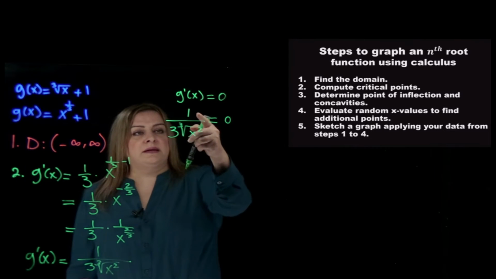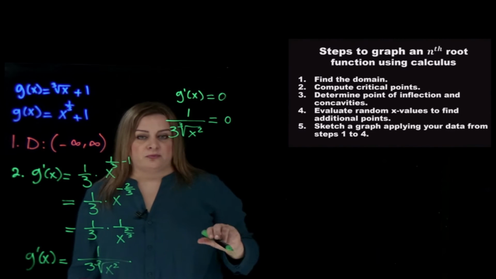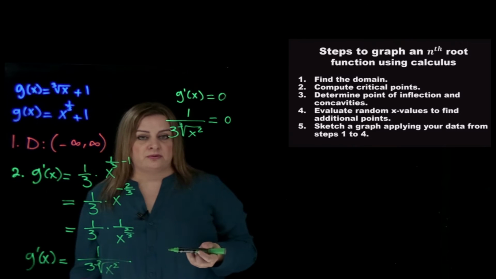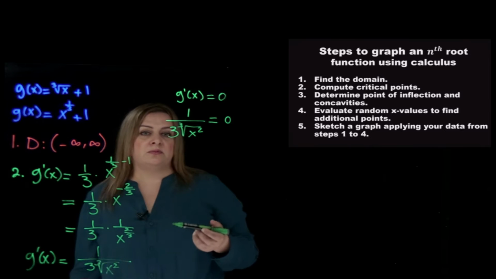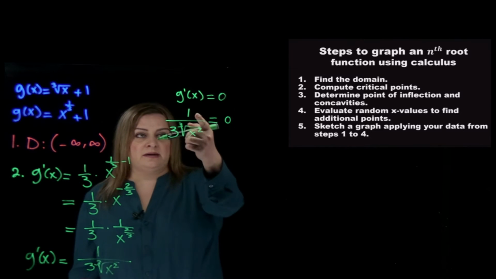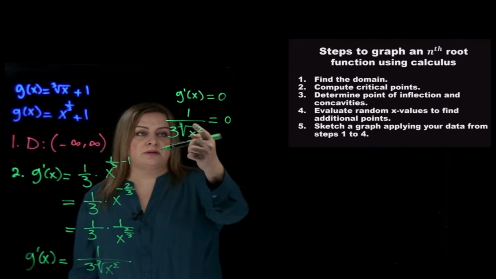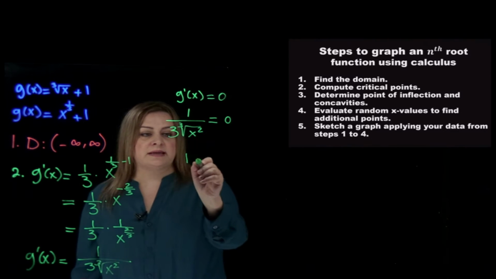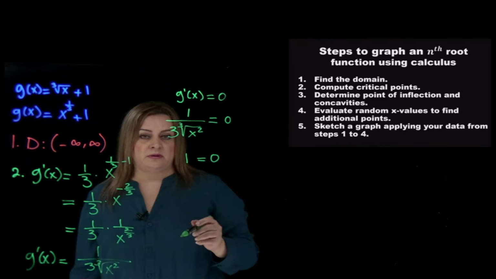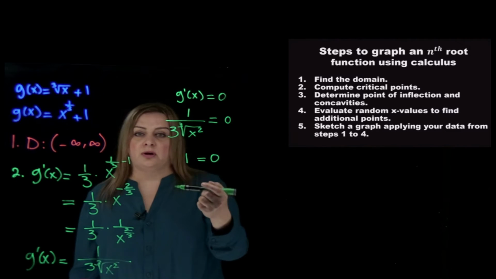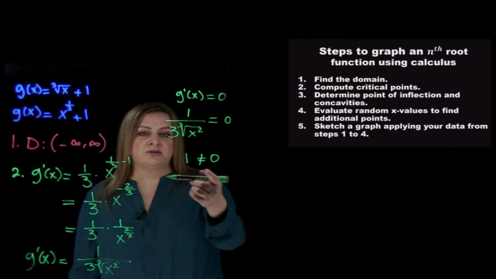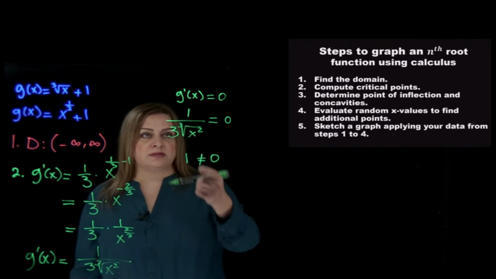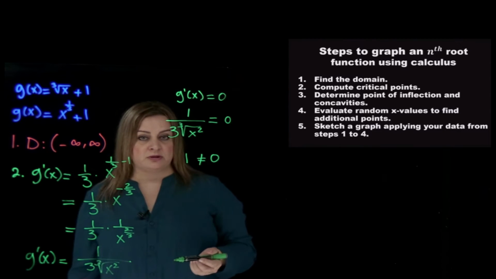Now, when does a rational function equal 0? A rational function equals 0 when the numerator is 0, because 0 divided by any non-zero number will result in 0. So I only have to consider the numerator to be 0. So in this case, 1 equals 0. Is this equation true? No. 1 can never be 0. And we didn't get much information for our critical numbers from computing g prime of x equals 0.